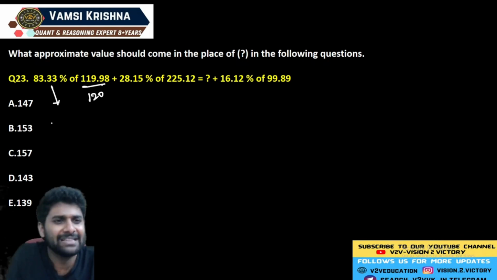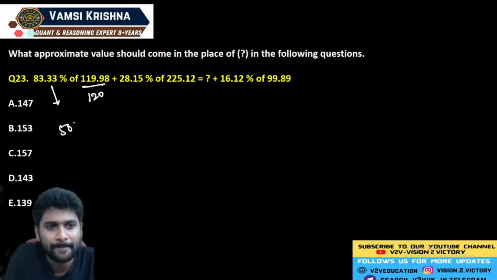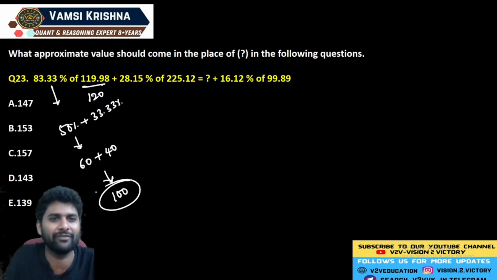Now see, 83.33, I'm just taking in this way. 50% plus 33.33 percentage. 50 percentage of 120 is 60. 33.33 percentage value is 40. Now the answer is 100. So you will get one value.